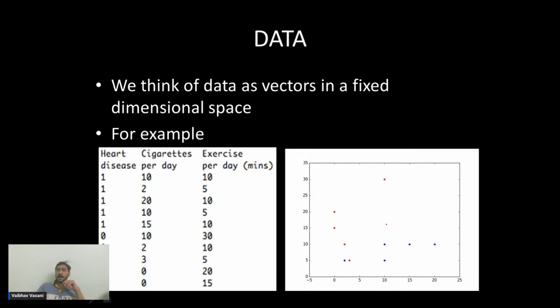This is the graph we have plotted. We are looking at data as a vector in a fixed-dimensional space. We are plotting heart disease against cigarettes, with respect to each of them, and the third dimension is shown with colors. So what is that exactly? Data is treated as a vector, meaning a table in dimensional form, and we are plotting it.